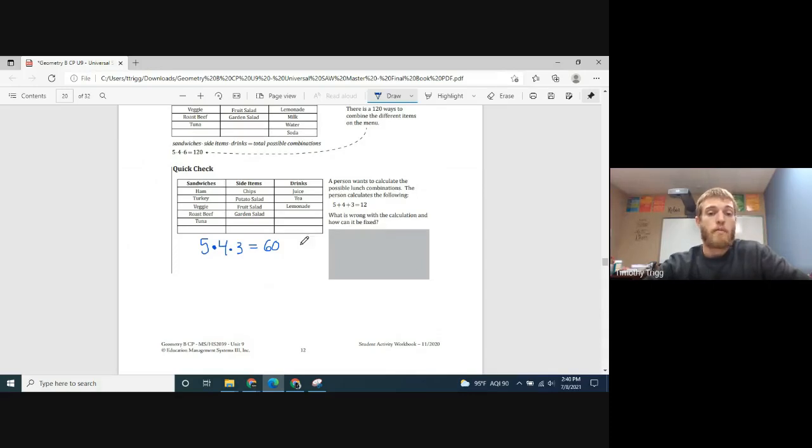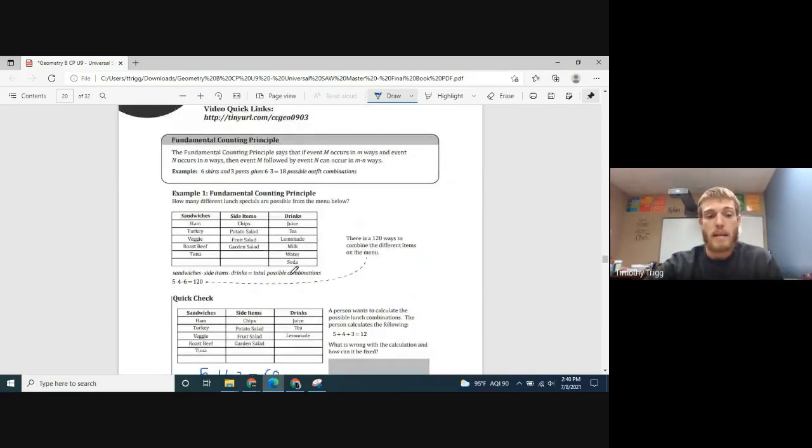In other words, the fundamental counting principle basically says that if event M occurs in M many ways and event N occurs in N ways, then event M followed by event N can occur in M times N many ways. So the example they give is if you have 6 shirts and you have 3 different pairs of pants, that'll give you 6 times 3, which is 18 possible outfit combinations.